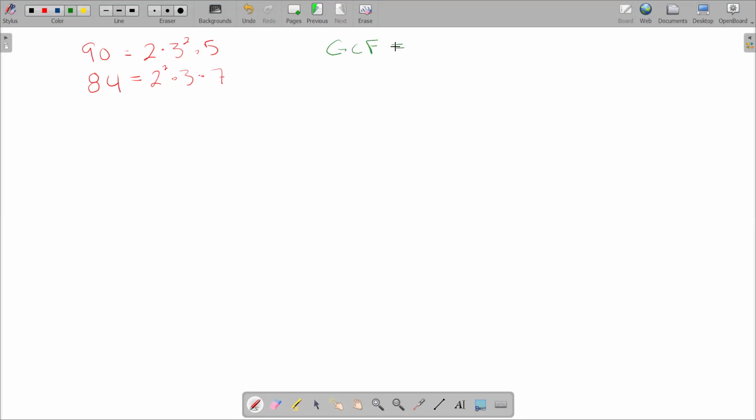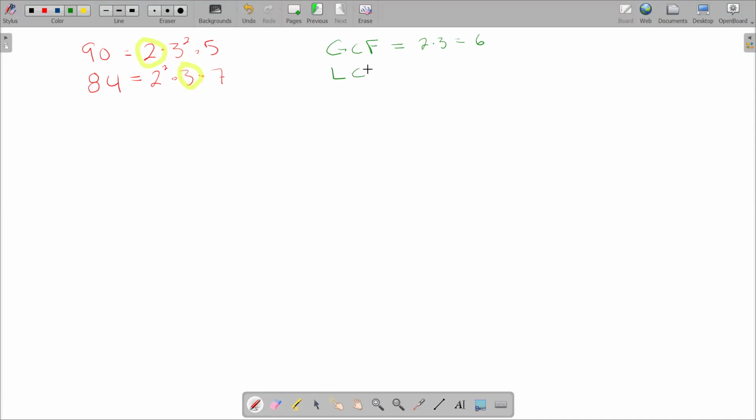And the greatest common factor chooses the lowest power of the common primes. So if we look here, what primes are common? 2 and 3 are common. And the lowest power of each, let's keep this color consistent. Go with yellow, is 2 to the first and 3 to the first. And we did it a couple of different ways earlier and found the greatest common factor was indeed 2 times 3 or 6.